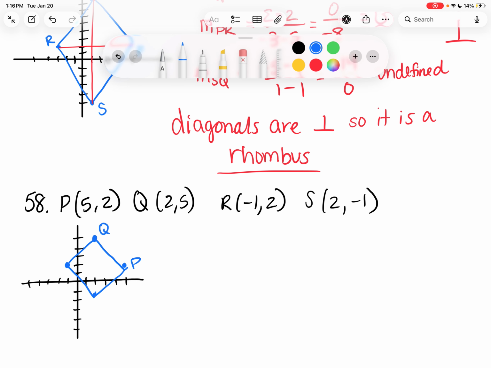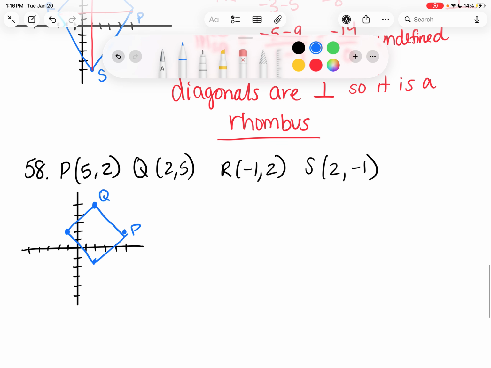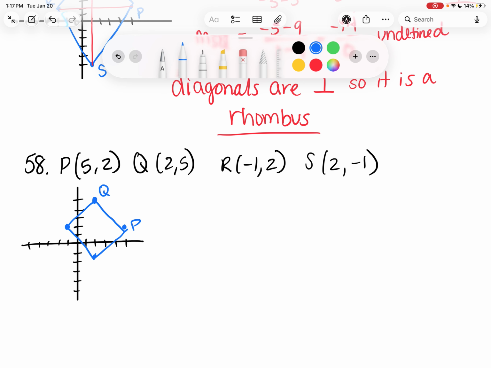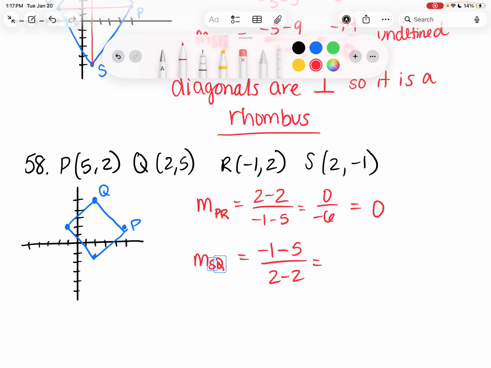First I'm going to check to see if the diagonals are perpendicular, because then, just like the previous one, that would at least tell me that it's a rhombus. So the slope of PR, same way we did the last one, is 2 minus 2 over -1 minus 5. That's 0 over -6, which is 0. The slope of SQ is -1 minus 5 over 2 minus 2, -6 over 0, which is undefined.